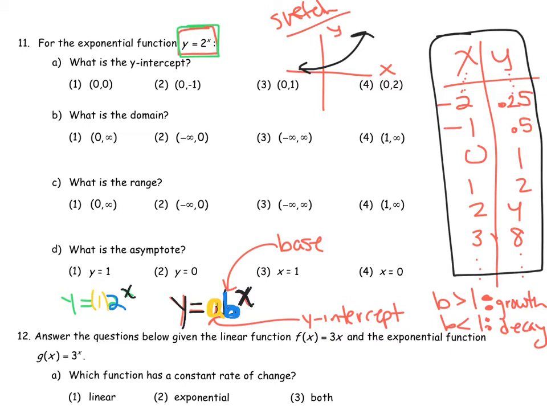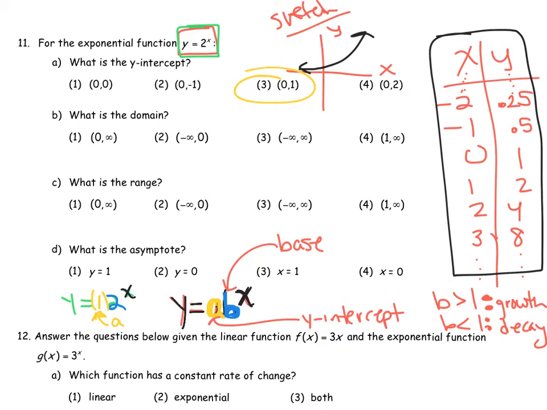Good, it's 1. A is actually 1. So in this case, what's my y-intercept? If a is equal to 1, what's my y-intercept? Good, (0, 1). Okay, careful of that. Regents likes to do that.